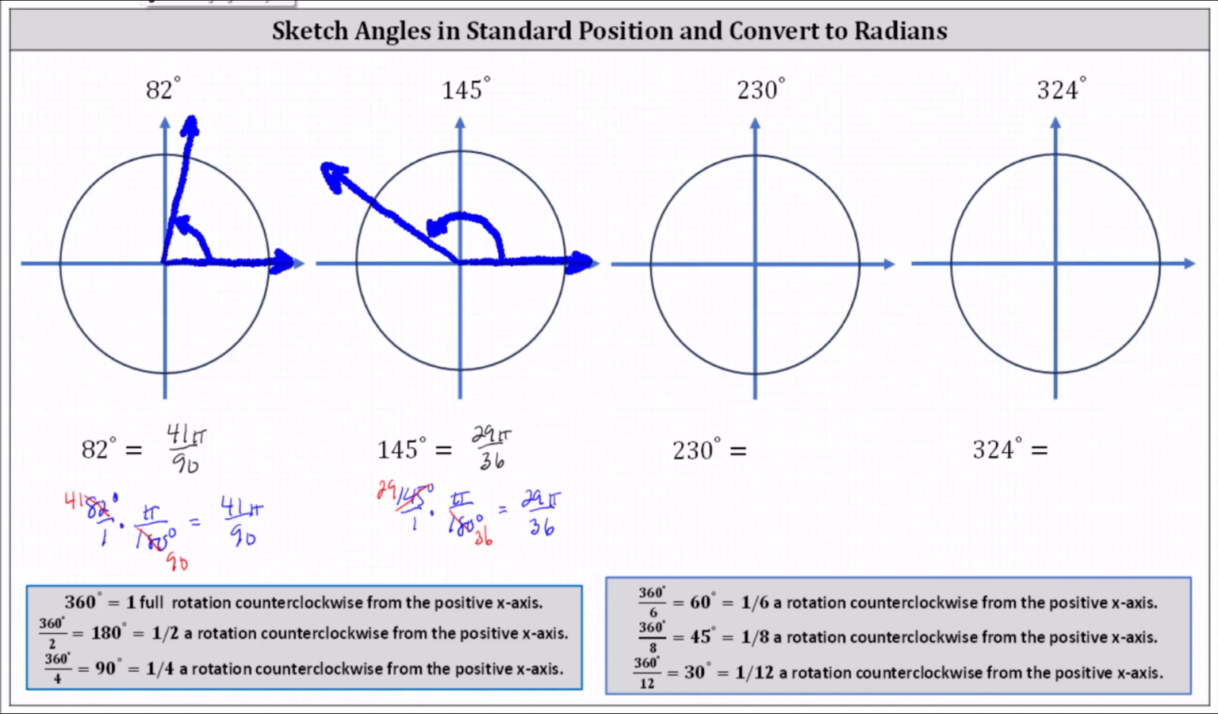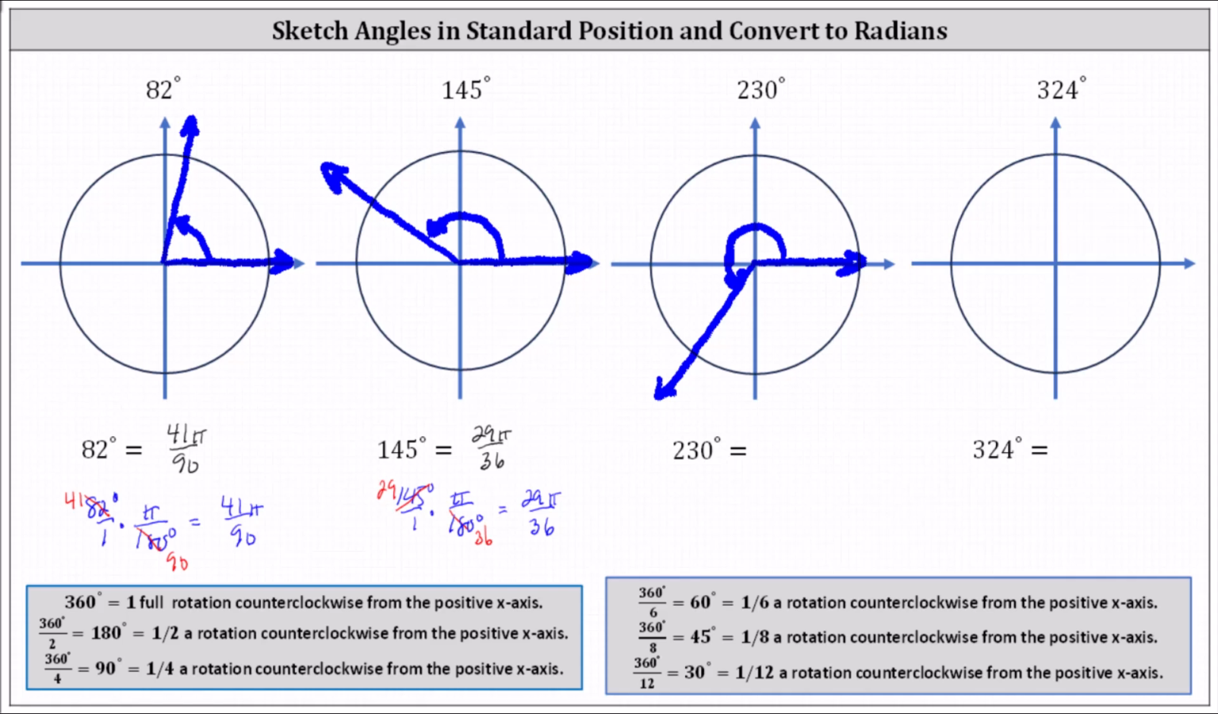Next we have 230 degrees. The initial side is along the positive x-axis. And now we rotate counterclockwise 230 degrees. Half a rotation is 180 degrees. We need to rotate 50 degrees more, and since 45 degrees is 1/8 of a rotation, we rotate a little more than another 1/8 of a rotation to approximately here. This would be the terminal side for the angle measuring 230 degrees.